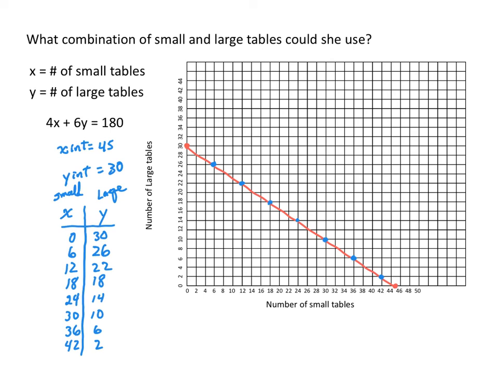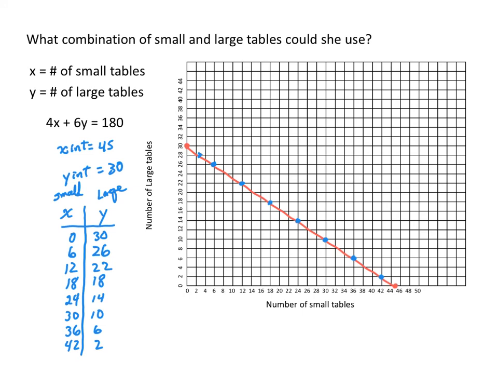So we can use the line, even though the line isn't necessarily valid, because every single point on the line is not a solution to this problem, because every single point on the line would include fraction and decimal values of tables, and we don't really want to have fraction and decimal values of tables. But we can use the line to find the solutions that are valid, those whole numbers of small and large tables.